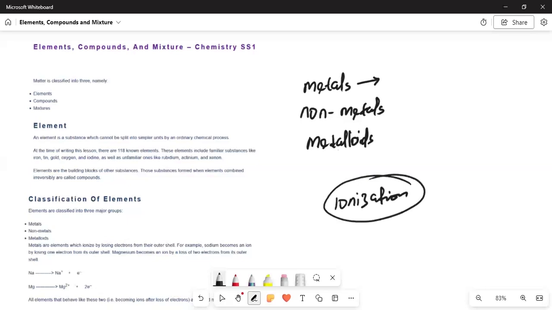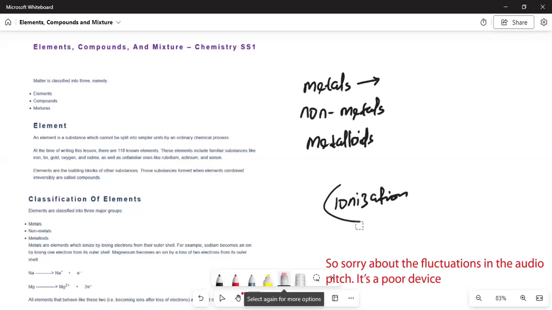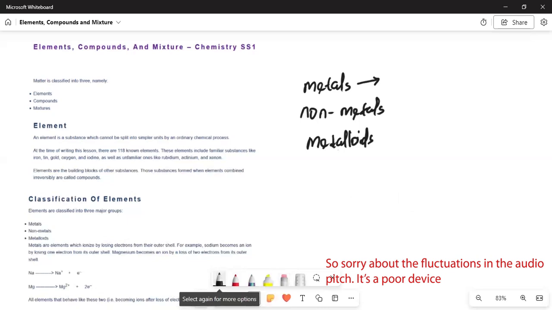There is a group of elements that become ions by losing electrons. There are some other ones that become ions by gaining electrons. Metals are those that lose electrons to become ions, while non-metals are those that accept electrons to become ions. For example, sodium is an element and it is a metal. It's a metal because it ionizes by losing an electron from the outer shell to become a sodium ion.